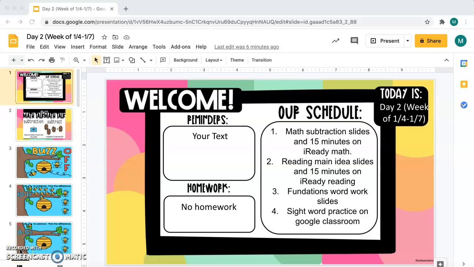You're going to do your math subtraction slides and then get on iReady. Reading main idea slides and get on iReady reading. Foundations word work and then practice your sight words. So very similar to yesterday.